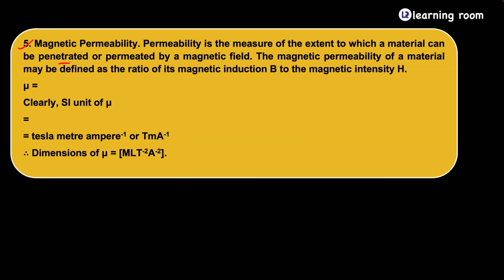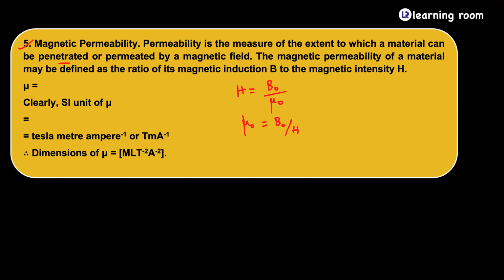So the magnetic permeability of a material may be defined as the ratio of the magnetic induction to the magnetic field intensity. If you remember, we wrote H is equal to B naught by mu naught. Now what you can do is rearrange it. Mu naught will be equal to B naught divided by H. Am I right? Mu naught is the permeability of whom? Of the free space.